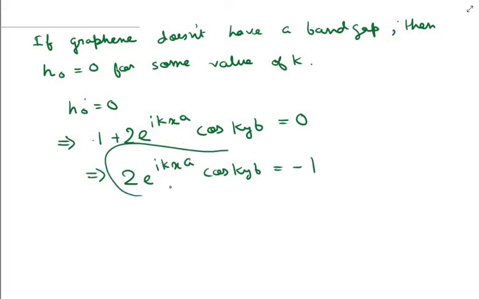Now note that this part has both real and imaginary terms, but on the right hand side the term is completely real, so this term must also be completely real. The only value of this argument for which this entire term is real is kxa equal to 0. So this implies that kxa should be equal to 0, or it can be equal to n pi, where n starts from 0.